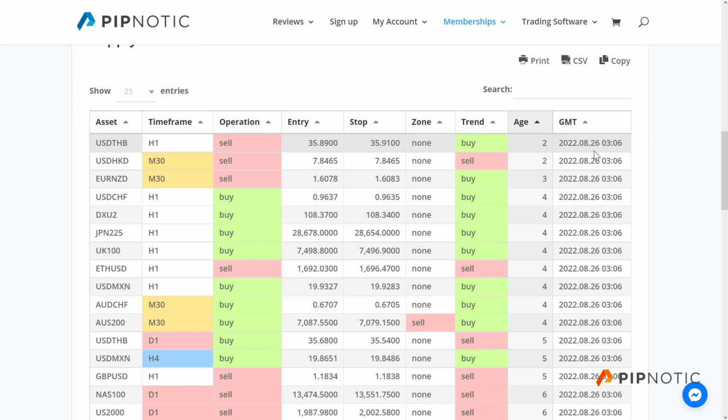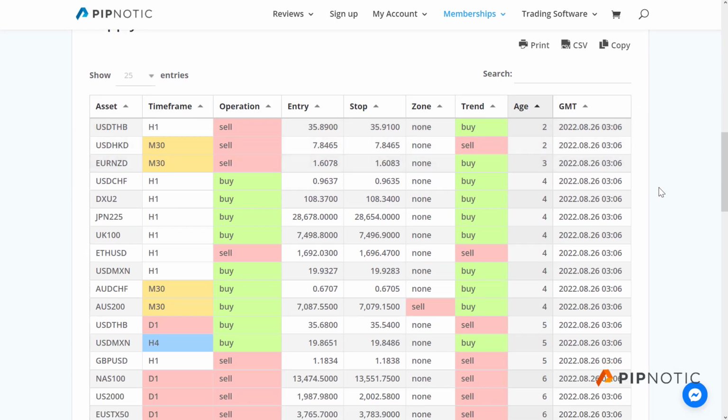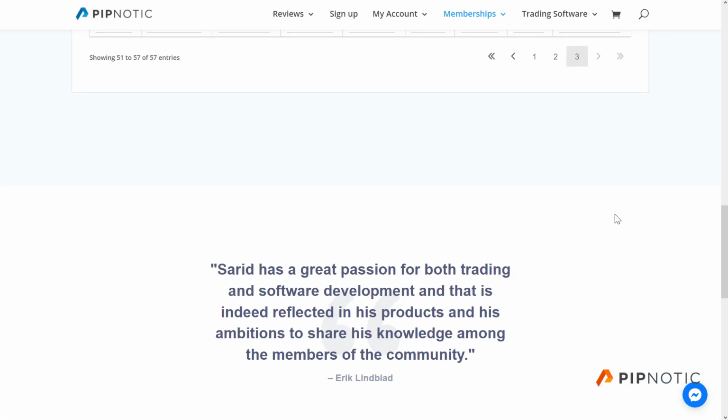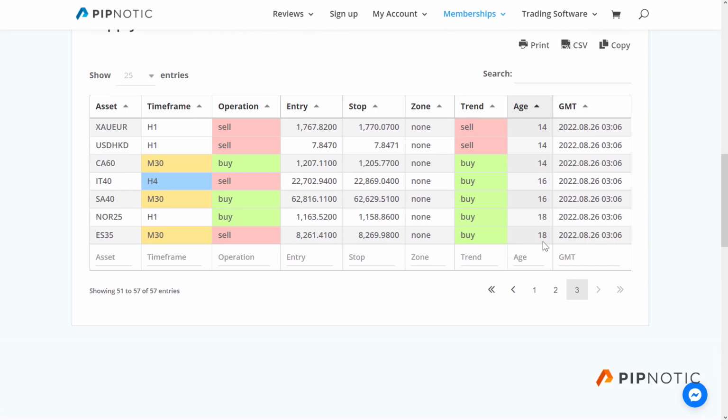Okay, so the time now is 6 minutes past 11 Singapore time, and in GMT it is 6 minutes past 3. So this is telling us that it's running, and this is like bleeding edge stuff, the latest that we have here. If we go all the way to the end, we can see that these are as old as 18 periods.